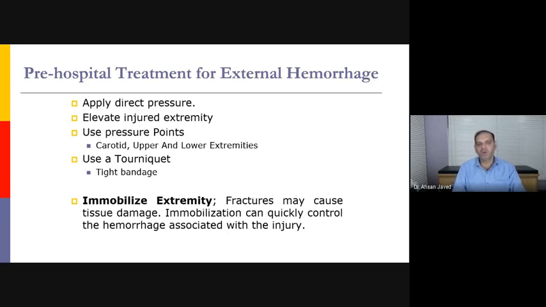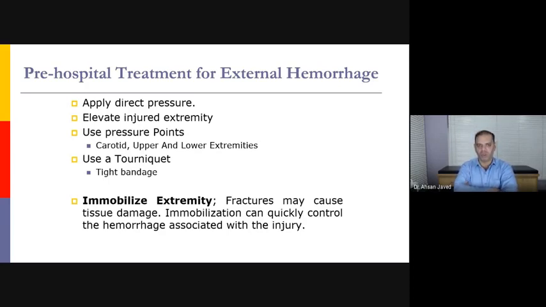Then finally, immobilize the extremity. Fractures may cause tissue damage. Immobilization can quickly control the hemorrhage associated with the injury. Suppose there is a fractured bone, and obviously the fractured bone has injured the tissue also. So in addition to management of the fracture, you have to stop the bleeding, whether you apply direct pressure, use pressure points, or use all the maneuvers of stopping the hemorrhage.